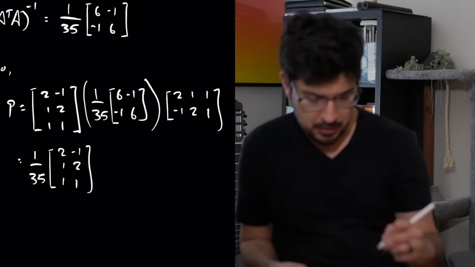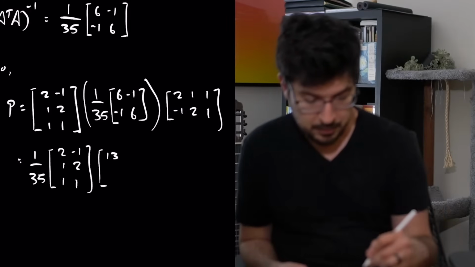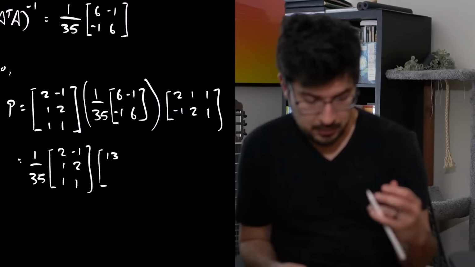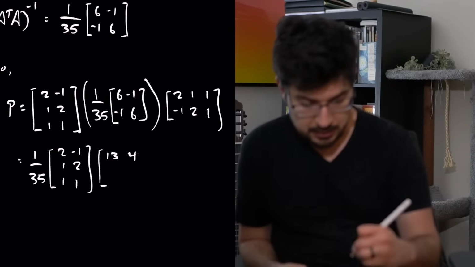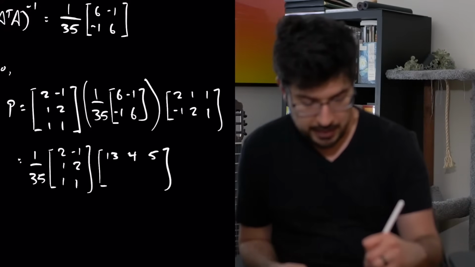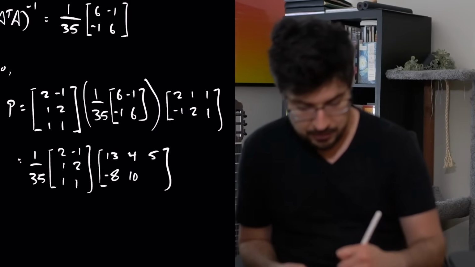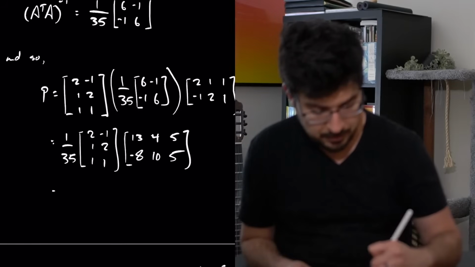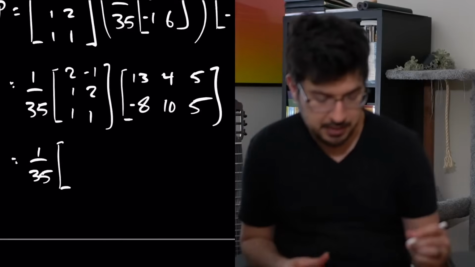12, 13, 6, 4, 6, 5, -2, -8, -1, 10, -1, 5. And now these multiplied together.